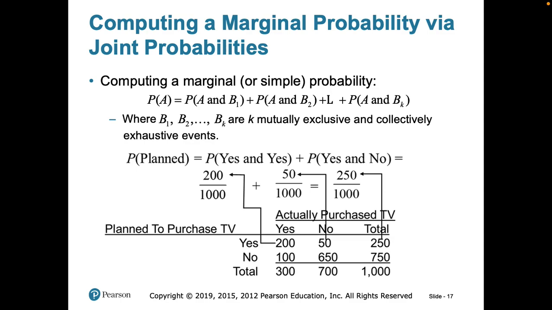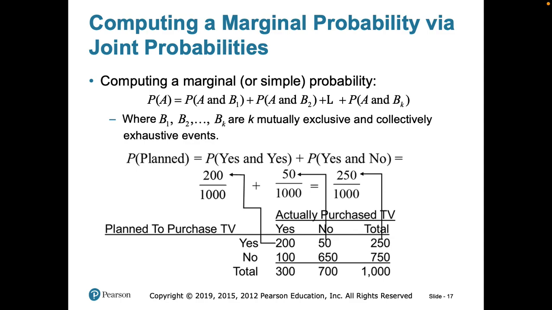So how do you compute a marginal probability via joint probabilities? You compute a marginal or simple probability. The probability of A equals the probability of A and B1, plus the probability of A and B2, plus and so on, plus the probability of A and BK, where B1, B2, and BK are mutually exclusive and collectively exhaustive events.